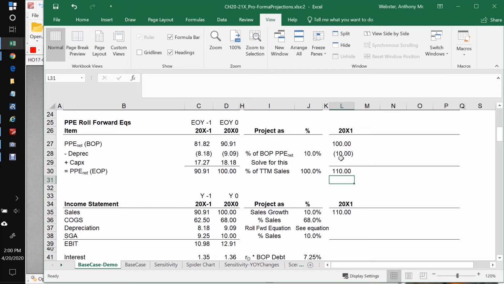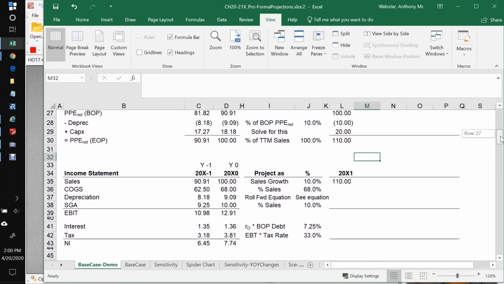So now I know everything in this roll forward except for CapEx. I can solve for the CapEx, and that's equal to this minus this minus L28, and that's 20 million in CapEx. And again, always good to check qualitatively. The PPE net has been going up, the CapEx has been going up, the depreciation has been going up. It all makes sense. Okay, so 20 bigger than 18, 18 bigger than 17. It's all looking good. So I think I nailed that roll forward.